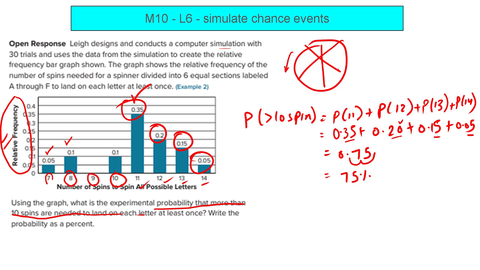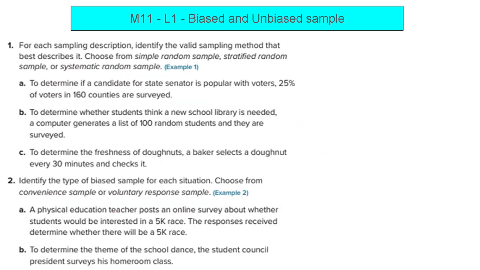Okay, so now module number 10 is also finished. Now let us come to module number 11. Module number 11 is about biased and unbiased samples, types of samples and surveys. I will just give you a quick review and then we will start it.